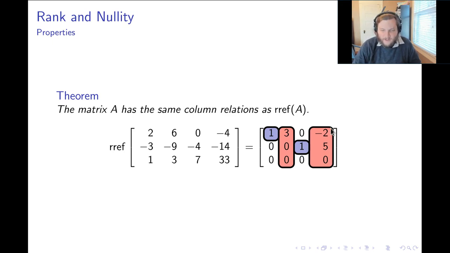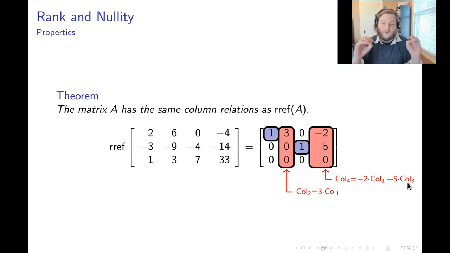For the second non-pivot column, that's the fourth column, and the column relation here says this fourth column is -2 times the first column plus 5 times the third column. So we can write those relationships down. The second column is 3 times the first, and the fourth column is -2 times the first plus 5 times the third. What's really cool about reduced row echelon form is that we can easily read off the column relations of the reduced form, but it turns out that the original matrix has the same column relations. They're just not as obvious to see.